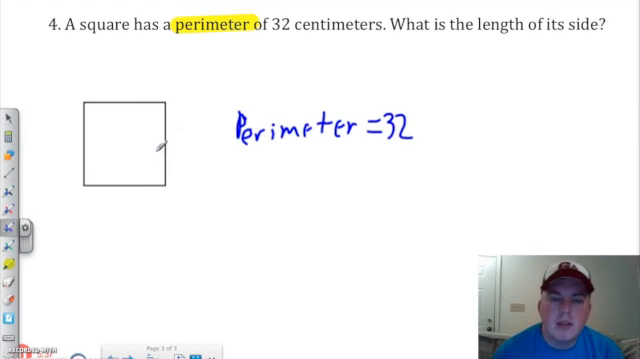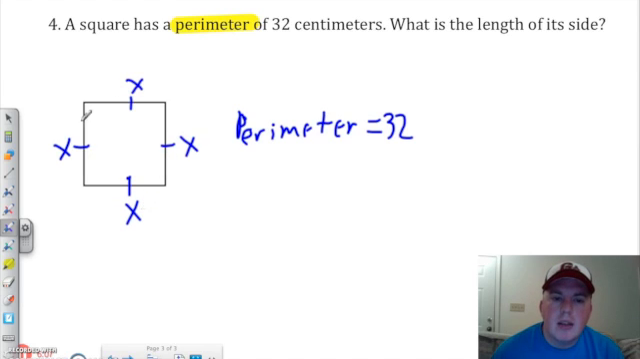Now what helps us to solve this problem is that we know that this is a square. And one thing about a square is that all 4 sides are the same. They're congruent. So I don't know what any of these sides are right now, but I know that they're all going to be the same. So since this is the first side that I'm looking at, I don't know what it is. I'm just going to label it as X. But since I know these are all the same, I can label the rest of these as X.